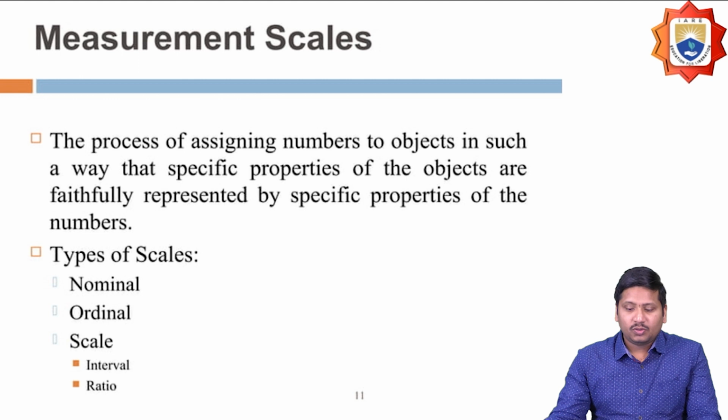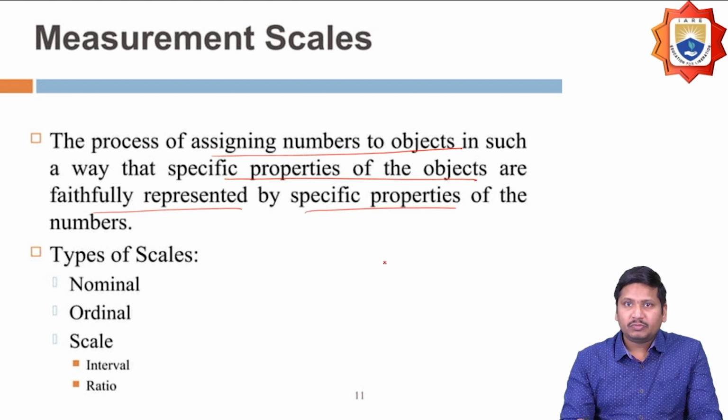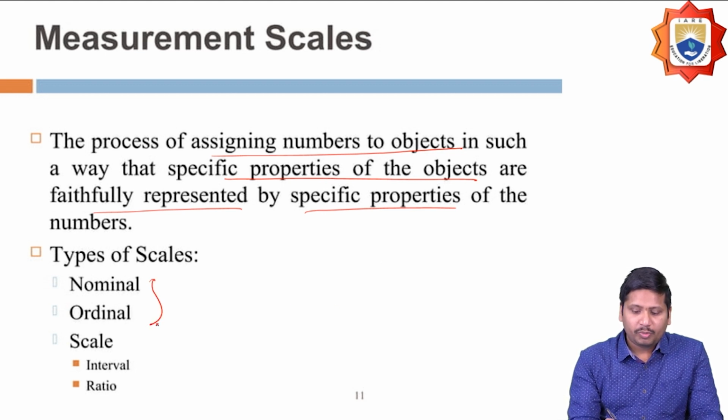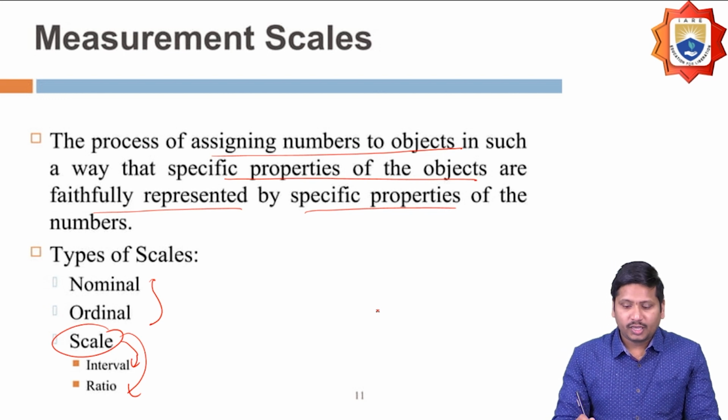Now, measuring scales. What kind of measuring scales do we have for a variable? Measurement is the process of assigning numbers to objects in such a way that some properties of the objects are faithfully represented by specific properties of the numbers. The types of scales are nominal, ordinal, and scale. The scale type is further divided into interval scale and ratio scale. So we have different types of measurement scales available.